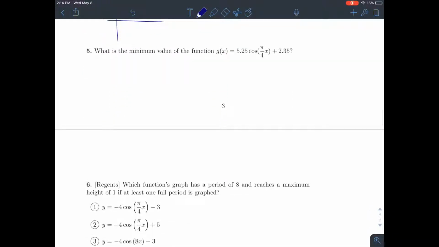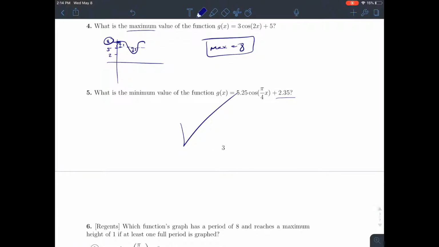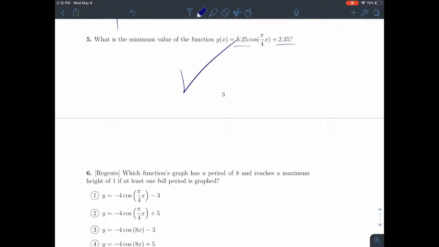For number 5, I think I'll leave this one for you guys to figure out, but if you use a similar sketch to the one above, I know these are decimals, if you don't let that throw you off and use a similar sketch, you'll be totally okay on this one.